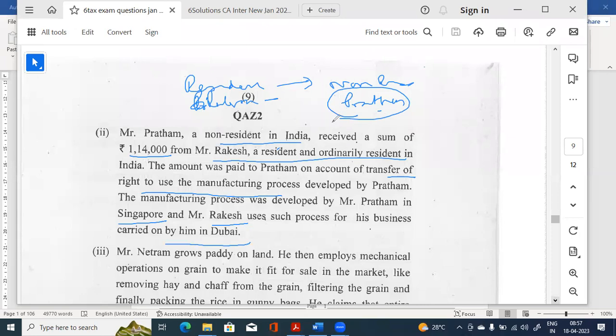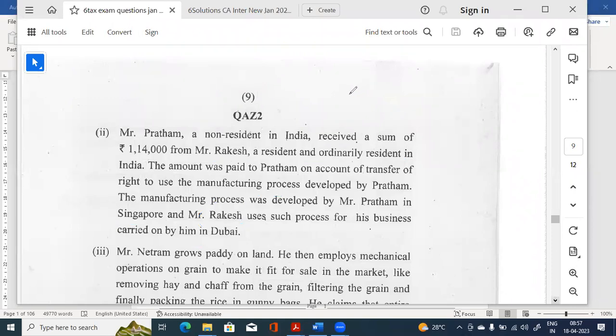That manufacturing process right to use, Rakesh is using it where? In Dubai. Again, go to your chart number 1, which I discussed just now. There we have to see who is the person receiving it. Receiving is Pratham. He is receiving from whom? Resident.